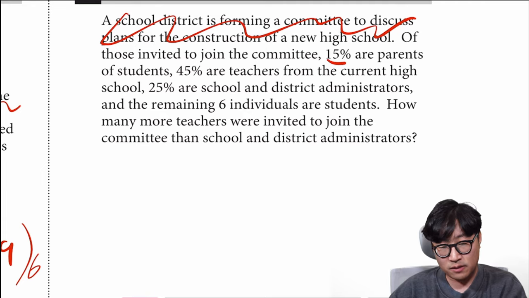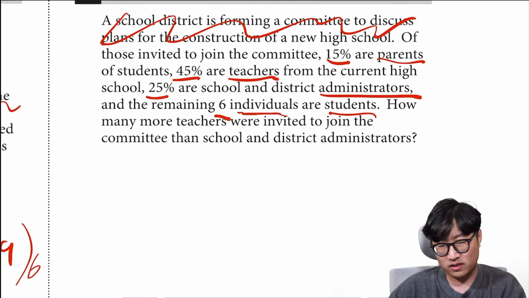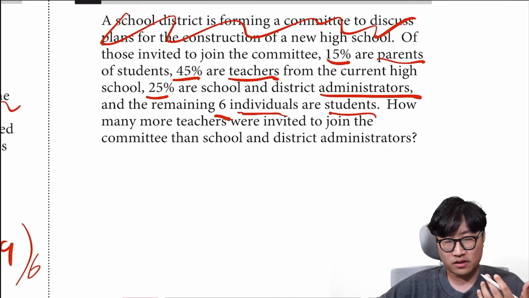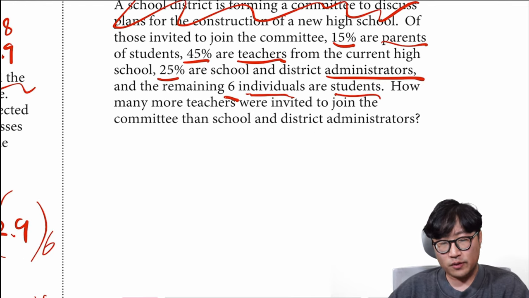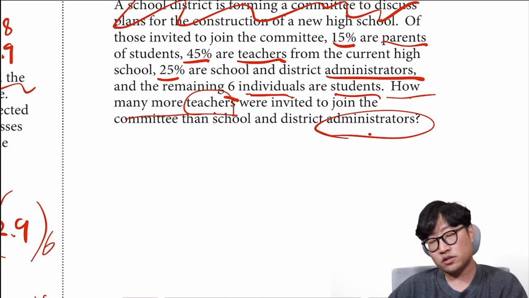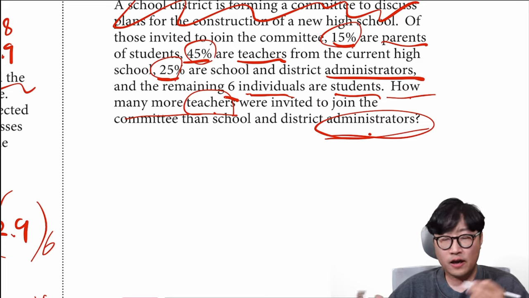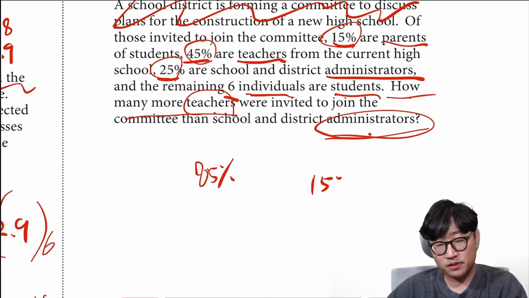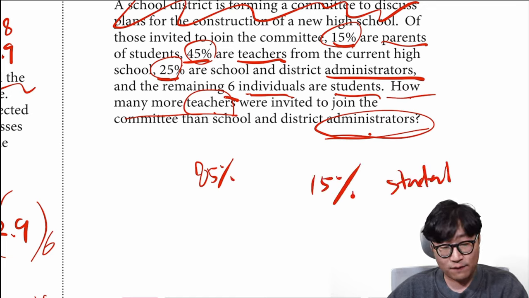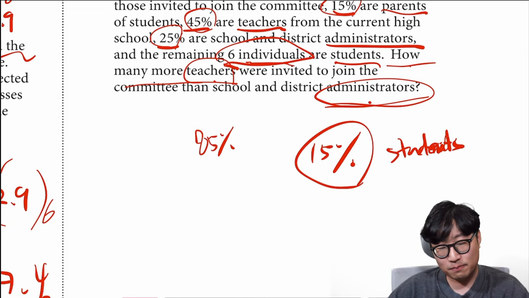All right, number 38, a school district's forming a committee, whatever, cool story, bro. Of those invited, 15% are parents, 45% teachers, 25% administrators, and 6 individuals are students. They've been throwing me all percentages and now they're giving the number of individuals? So first of all, the question is asking how many more teachers than administrators. So teachers and administrators are the two that we want to compare. First of all, I want you to understand, 15%, 45%, 25%. If you add them all up, that's 85%. So we're missing that 15%, which is probably the students, but they gave you the number of students, which is 6 individuals.